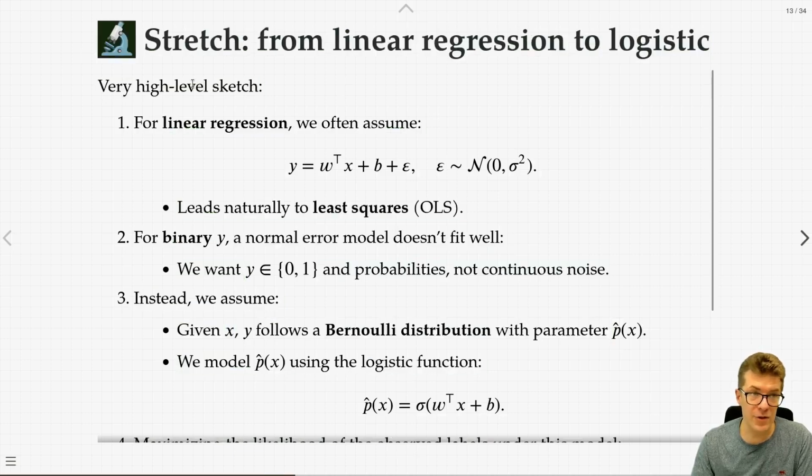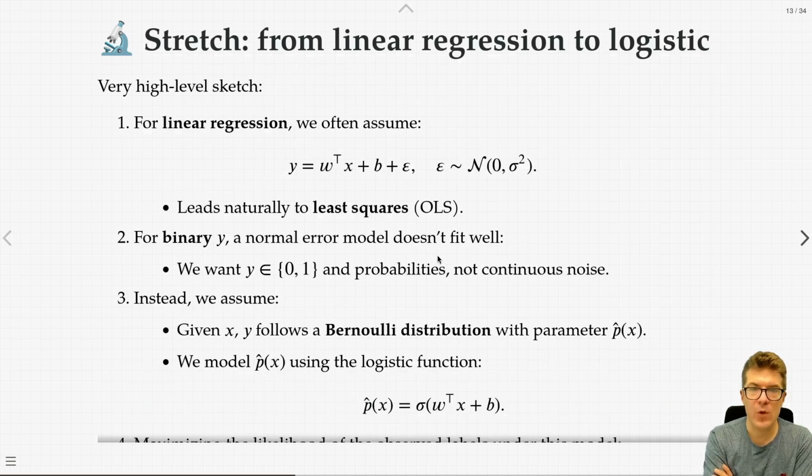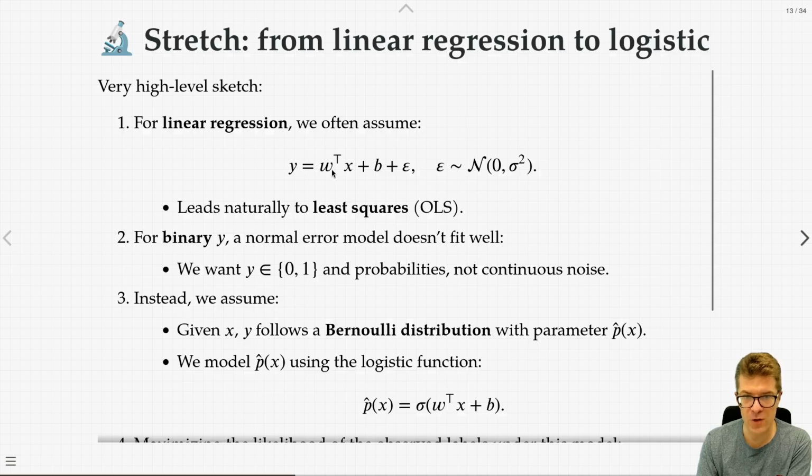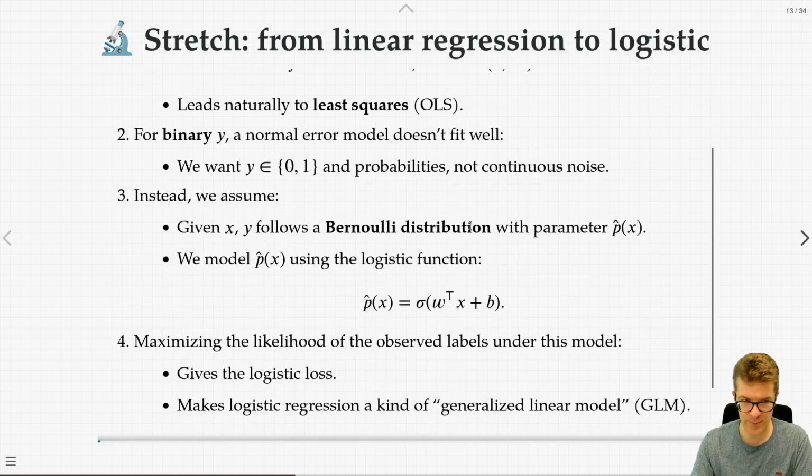So again, another little stretch. We can go from linear regression to logistic regression. For linear regression, we assumed that the true nature of the world was this linear relationship. So it was some coefficient vector w times x plus some bias b. And then we had some real world noise epsilon, and that noise can be assumed just to be some Gaussian noise with a mean of 0. So it fluctuates around whatever the predictions are. This leads to the ordinary least squares scenario we've been talking about for the past few modules at this point.